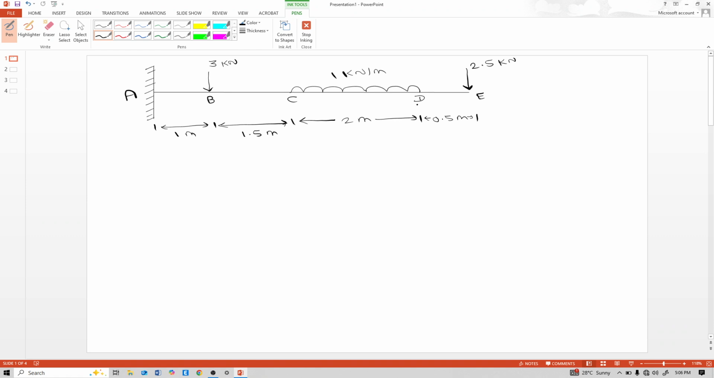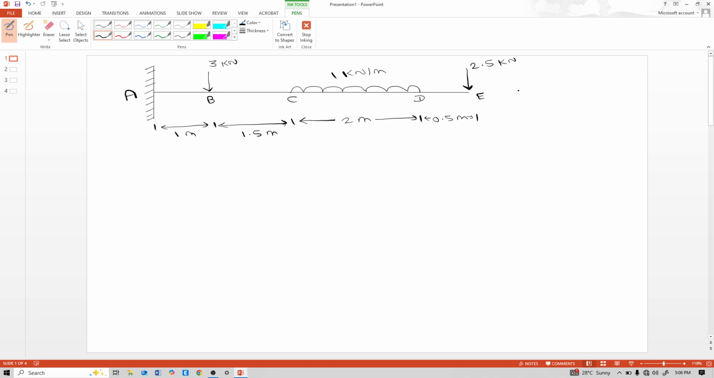Hello, this is a cantilever beam of total length 1 plus 1.5 plus 2 plus 0.5, that means total length 5 meter. At point B there is a 3 kN downward concentrated point load. Between C to D portion, that means on a 2 meter portion, a UDL of 1 kN per meter acts, and at point E a concentrated point load downward 2.5 kN.